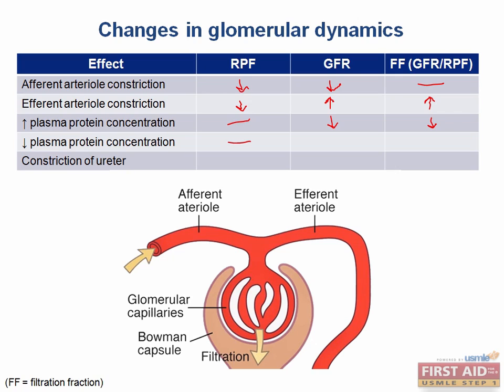Now, decreasing the plasma protein concentration will also have no effect on renal plasma flow, but it will increase GFR. This is because there will be less oncotic pressure inside the glomerular capillaries. Now, what will this do to filtration fraction? You guessed it, it'll increase.